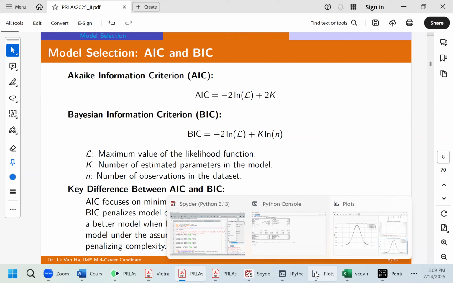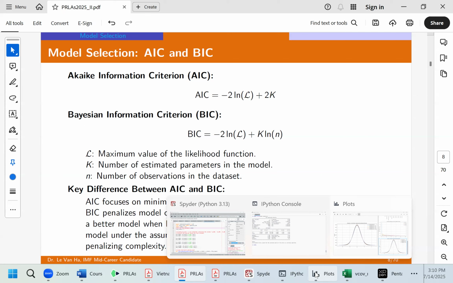And most of the time, the likelihood function would be negative. Okay, so if this is 0, you maximize it, it will move closer to 0, but it could never be 0. So you take the negative, it will be positive. But if it is maximized, the absolute value will be small. So in this case, we would look for the AIC that is as small as possible. Similarly, the BIC also is as small as possible.